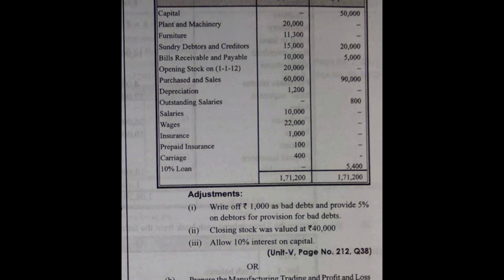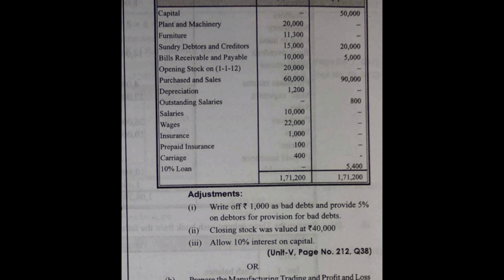In adjustments, what they have given: written off bad debts. Written off is the first one, so from bad debts you need to minus that. After that, what is the debtors amount? 15,000. 15,000 minus 1,000, 14,000. For that 14,000 only you need to calculate the 5%. Then you will show it as the provision for bad debts.